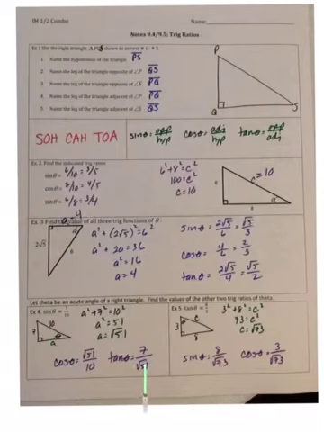And just leave these as root 51, unless it's a perfect square. Like here, the square root of 100 is exactly 10. But if it's not a perfect square, just leave it. We're not worrying about reducing those right now.